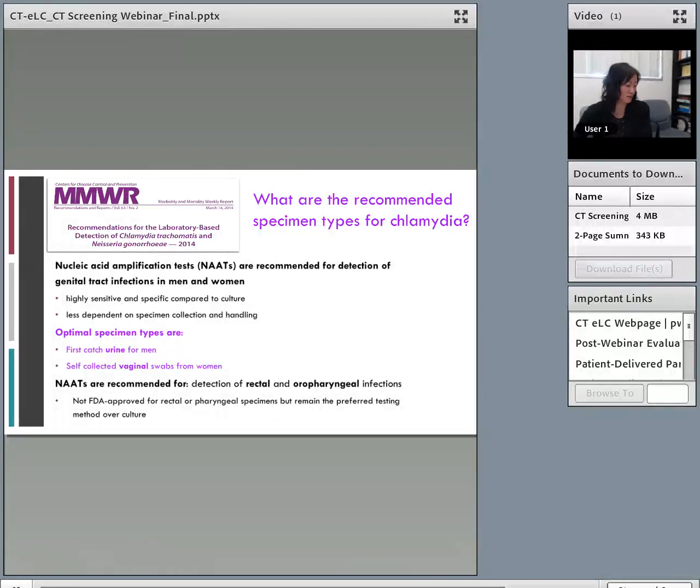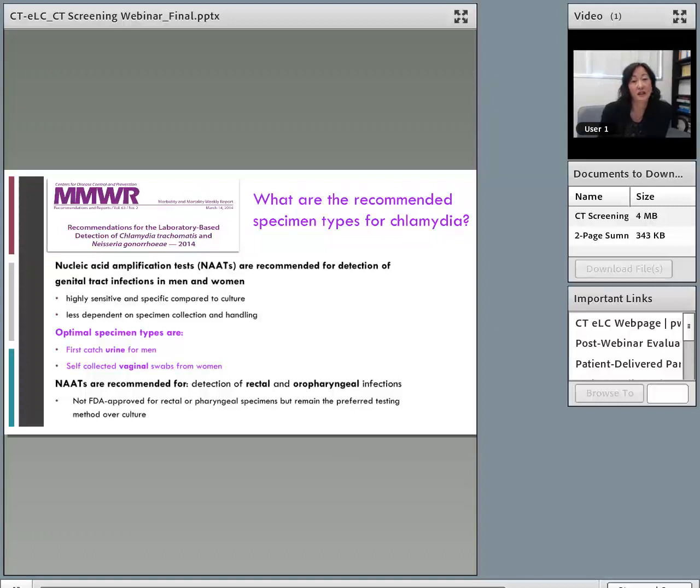So we're going to talk about the recommended specimen types for chlamydia, and nucleic acid amplification tests are pretty much all that's being used these days. They're very sensitive and specific, meaning they don't give a lot of false positives and they don't give a lot of false negatives. They're much less dependent on perfect conditions, like culture, which requires very specific conditions. The organism dies quickly. With nucleic acid tests, the material that you're testing is stable for a really long time at room temperature.